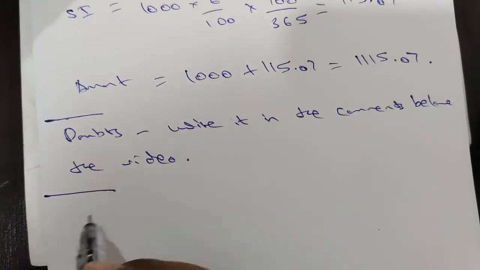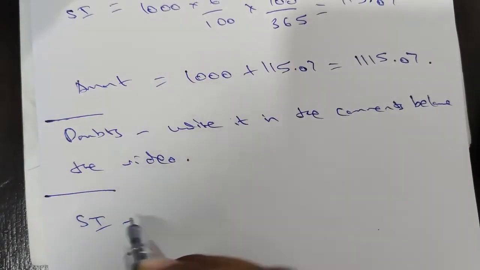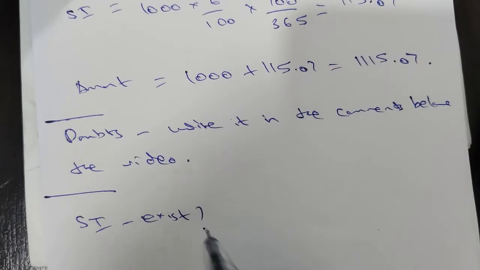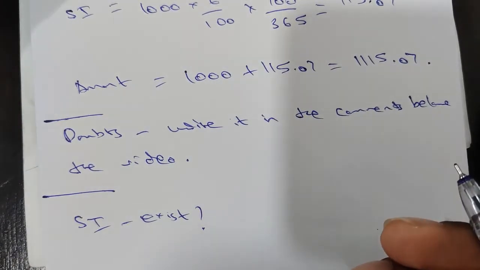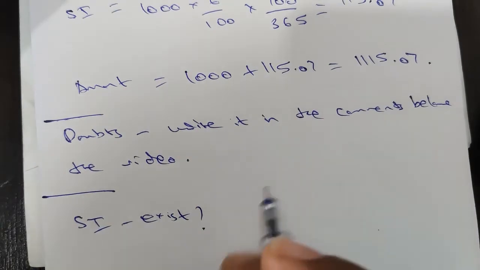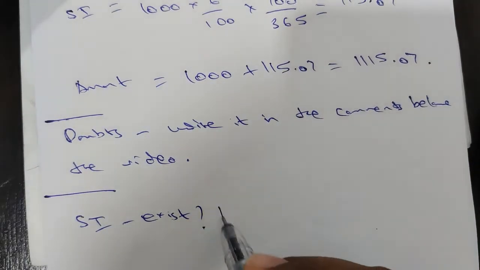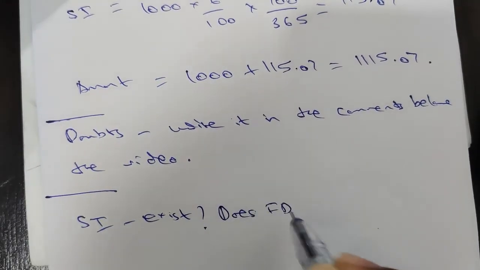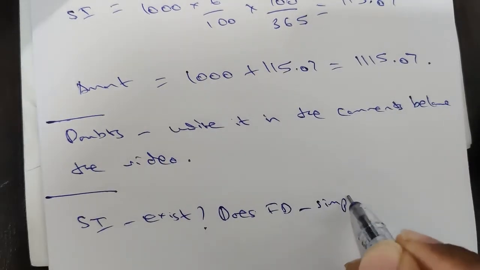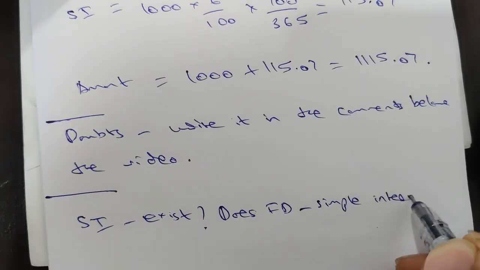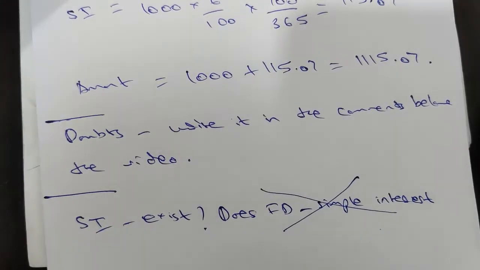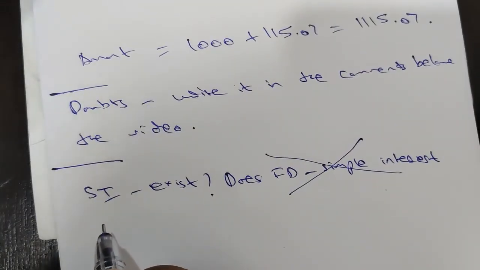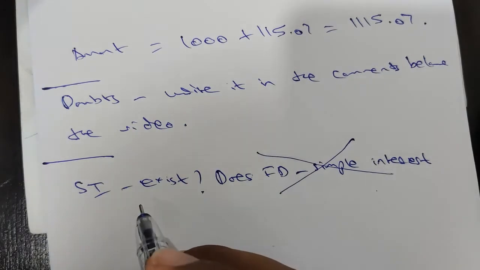Now, does simple interest exist? We have seen that you invest rupees 1000 for 6% in an FD, but does an FD really give you simple interest? The answer is no. Then where can we see simple interest in real life?